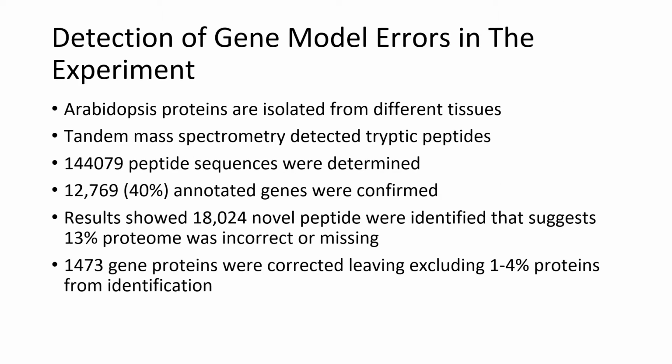Going on to the next slide, detection of gene model errors in the experiment. For this, Arabidopsis proteins are isolated from different tissues, and then tandem mass spectrometry is done to detect tryptic peptides. Then 1,44,079 peptide sequences were determined, of which 40% of annotated genes were confirmed, and the results showed 18,024 novel peptides were identified. That suggests 13% of the proteome was incorrect or missing, and amongst them 1473 gene proteins were corrected, excluding 1 to 4% of proteins from identification.